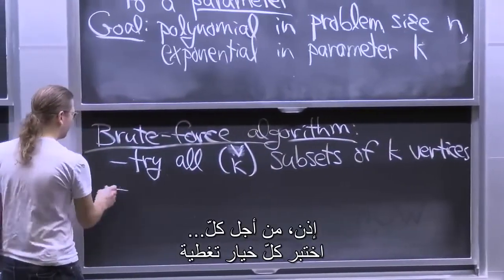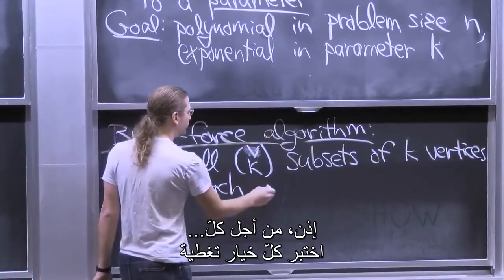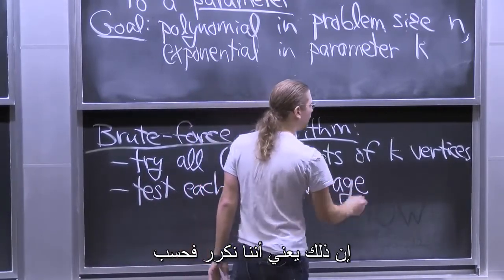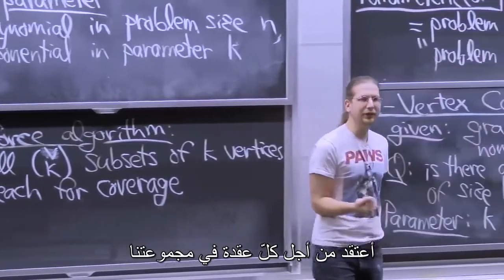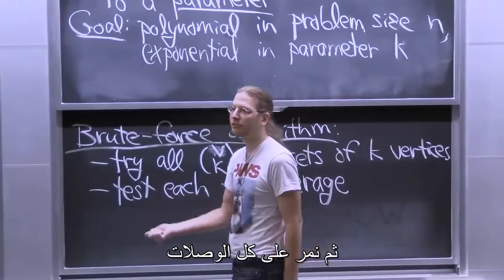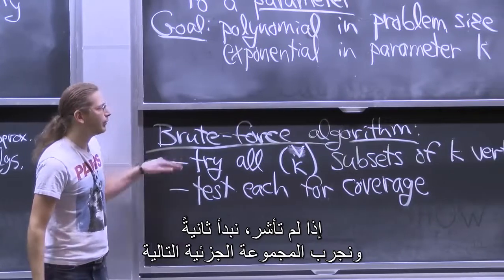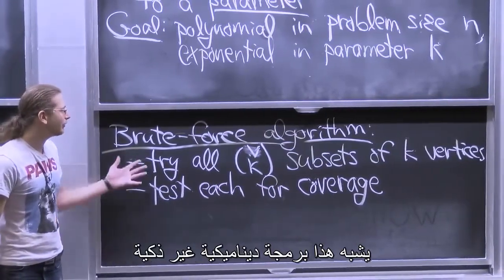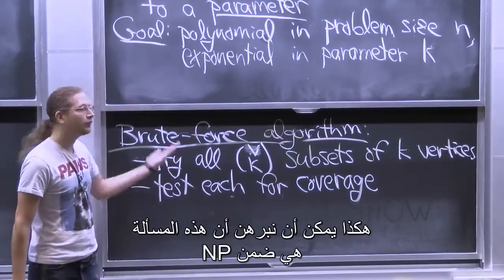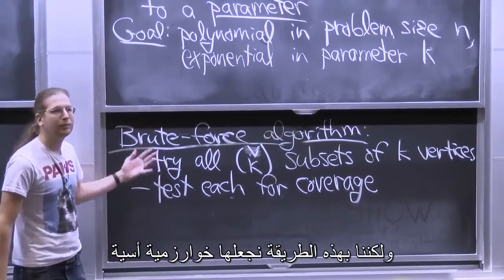Okay, so for each, test each of those choices for coverage. So that just means we loop over every vertex in our set, we mark all of the incident edges as covered, and then we go through all the edges and see whether everyone got marked covered. If not, we reset, try the next subset. Okay, this is like not smart dynamic programming. You just guess what the subset is and see if it covers. This is how you would prove that this problem is in NP, right? But now we're actually making it an exponential algorithm.